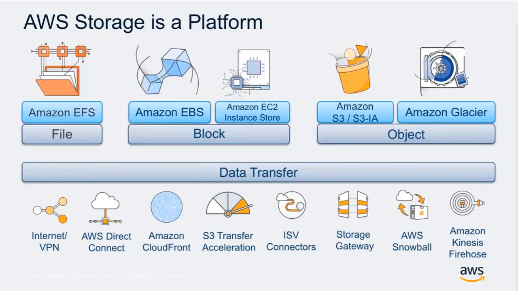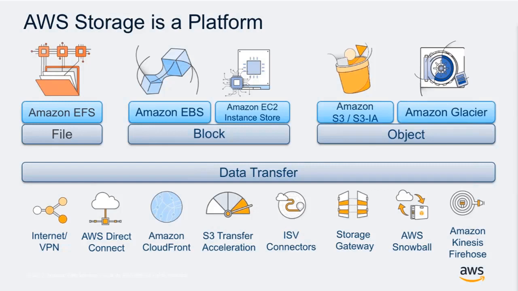So we've talked about compute instances and we've talked about networking. And so starting to bring this all together, let's talk a little bit about storage. So at AWS, storage is a platform. You can store your data using file, block, and object storage. For file storage, there's Amazon EFS, Elastic File System, that allows users to launch a petabyte scale file system in minutes.